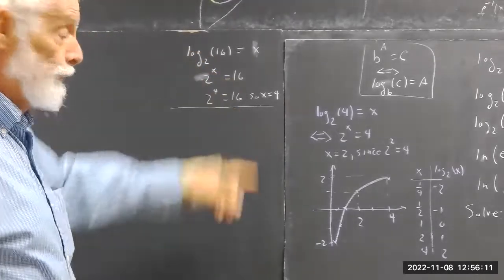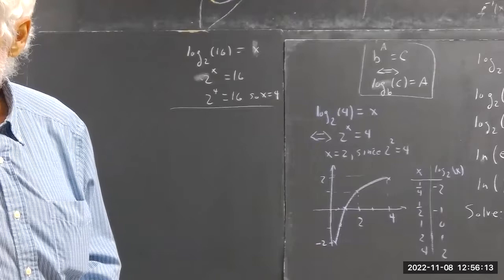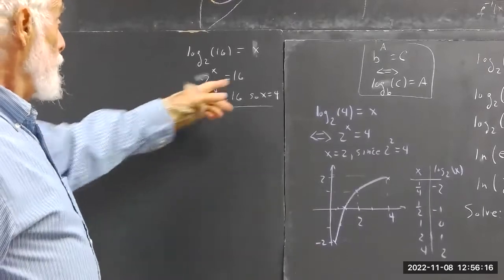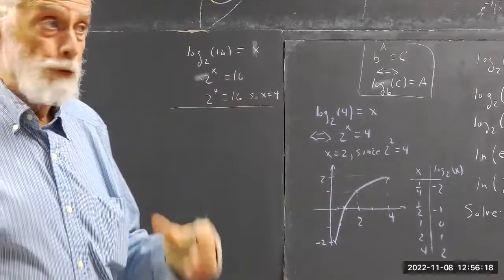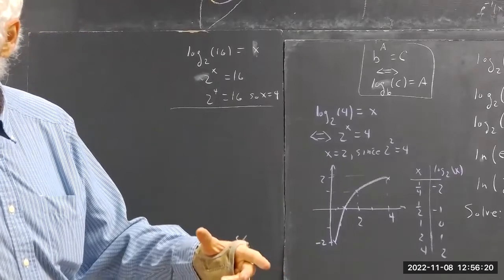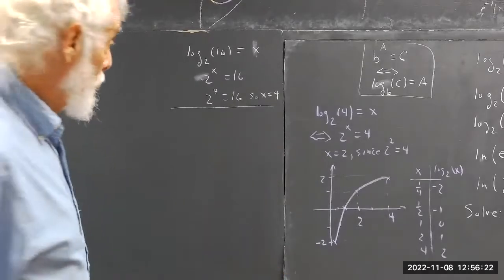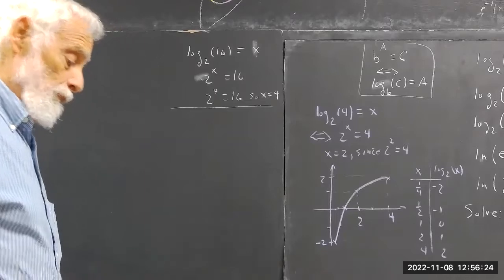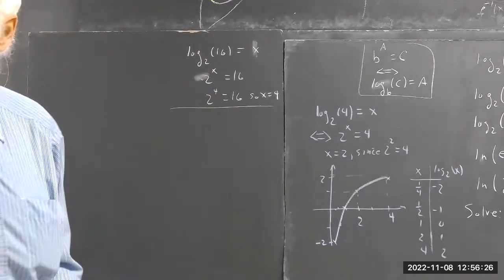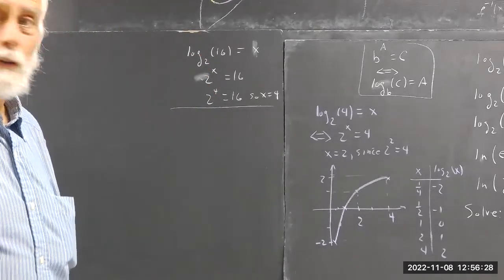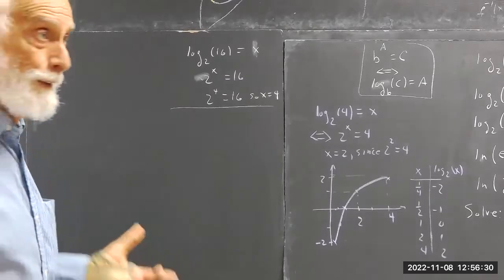Now, you might not know that 2 to the 4th is 16. You might not recognize 16 as a power of 2. If I put 256 there, you probably wouldn't know that that was 2 to the 8th power. Okay, if I put 4096 there, you would know that's 2 to the 12th power. Okay.